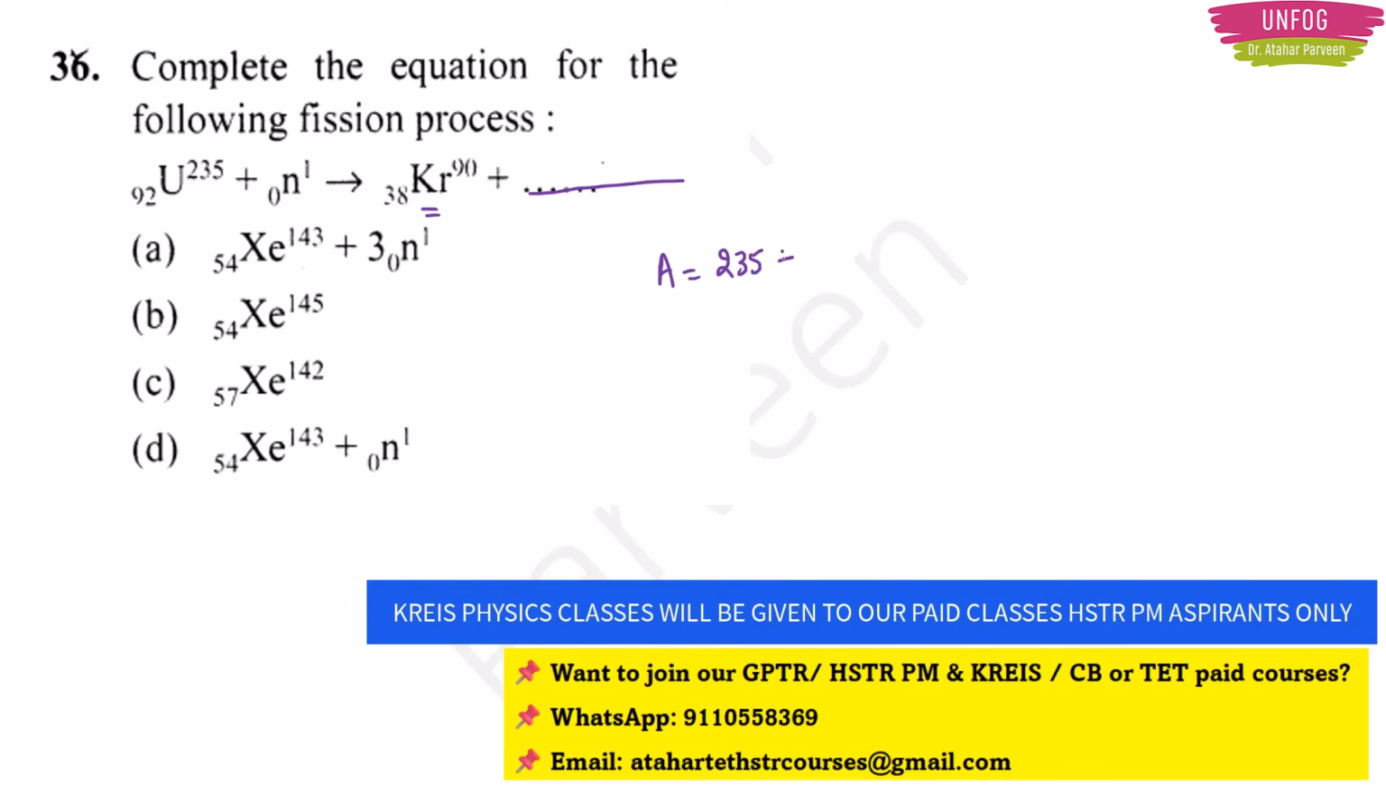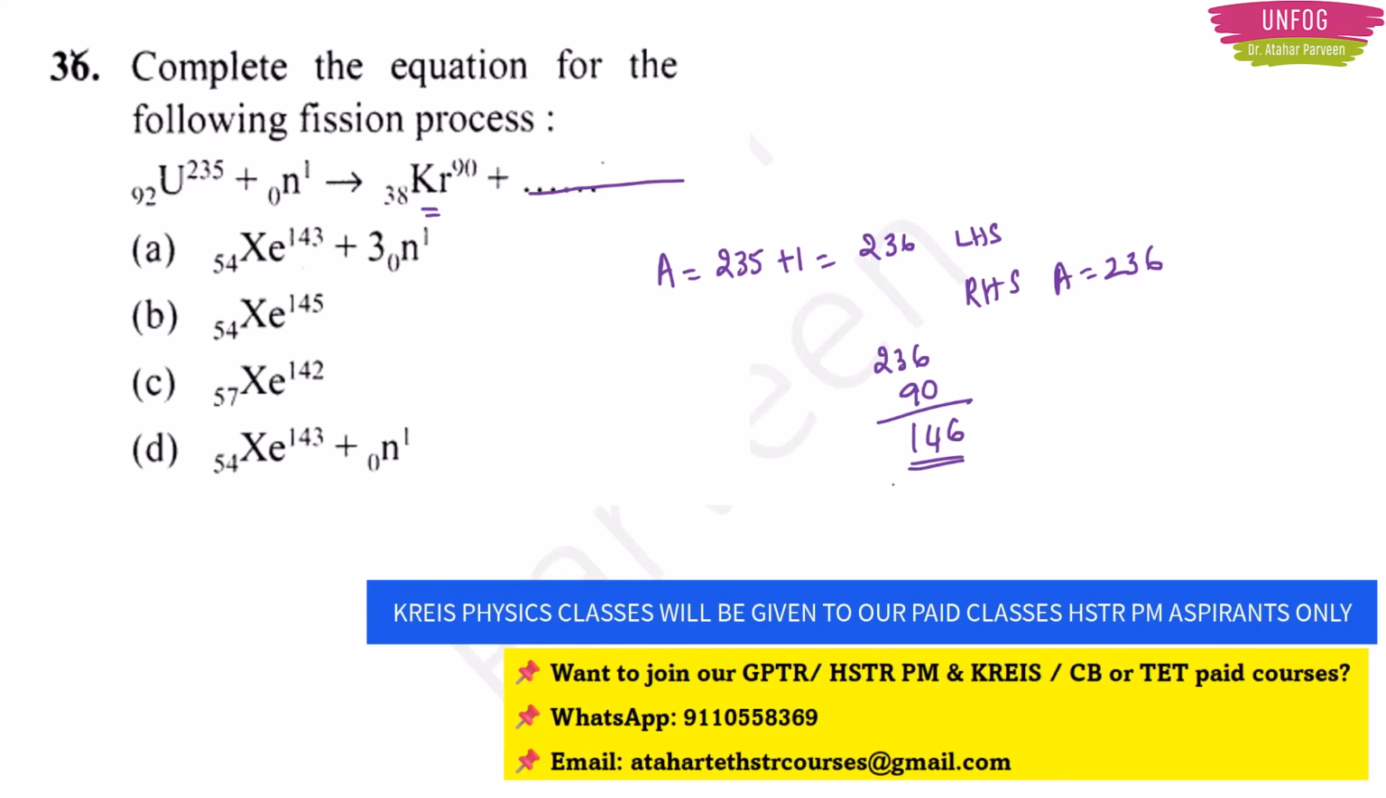If I add one neutron to it, my mass number will become 236 on the left hand side, right? Then what should be the situation on the right hand side? On the right hand side also, I should have mass number 236 only, right? I have krypton which has mass number 90. If I subtract that 90 from 236, I will get 146.